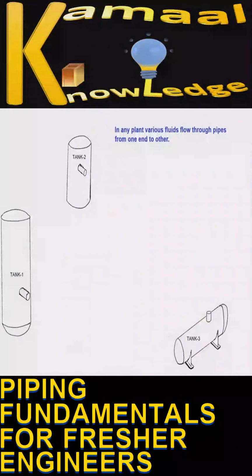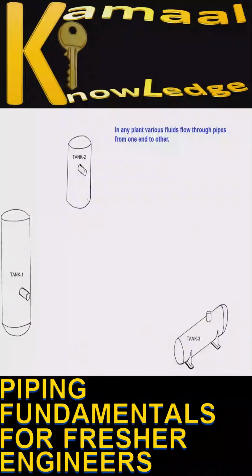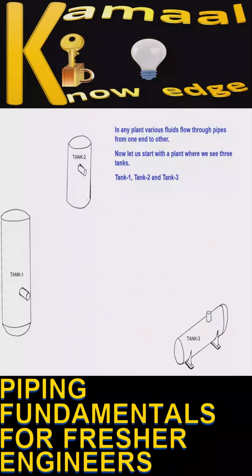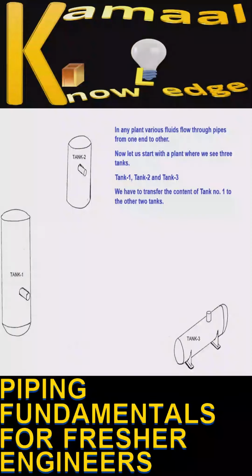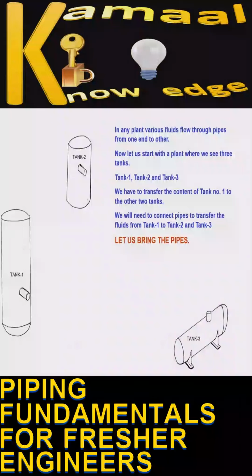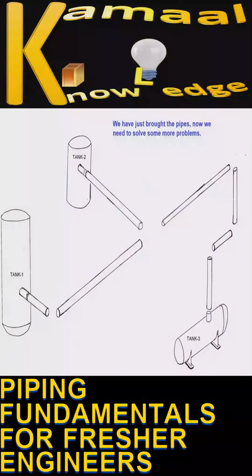In any plant various fluids flow through pipes from one end to the other. Now let us start with a plant, where we see 3 tanks. Tank 1, Tank 2 and Tank 3. We have to transfer the content of tank number 1 to the other 2 tanks. We will need to connect pipes to transfer the fluids from tank 1 to tank 2 and tank 3. Let us bring the pipes. We have just brought the pipes.